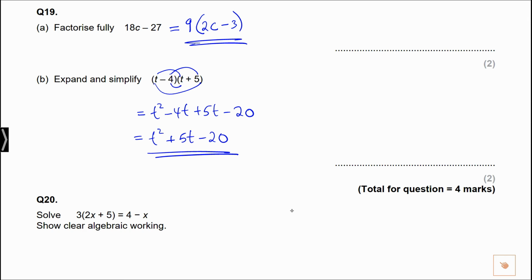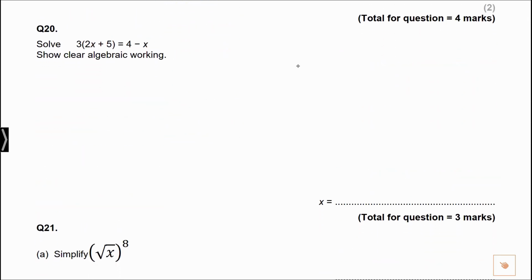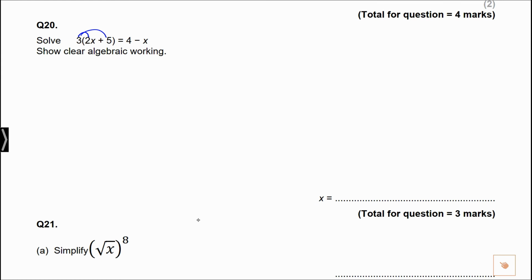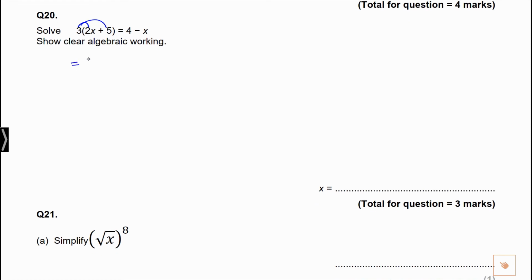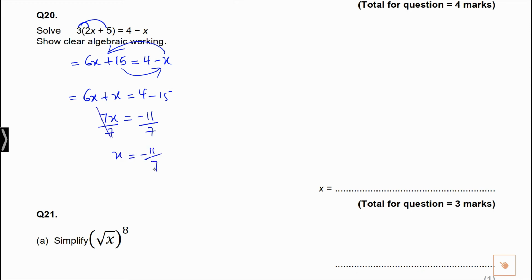Okay, next question. Solve this linear equation. So we'll start by multiplying out the brackets. So if we multiply out the brackets, we'll end up with 6x plus 15 is equal to 4 minus x. Now here you need to bring the unknowns on one side, the x's on one side, and then we can take the 15 on the other side. So you'll end up with 6x plus x is equal to 4 minus 15. So you'll have 7x is equal to negative 11. Then you divide both sides by 7. So x will be equal to negative 11 over 7.